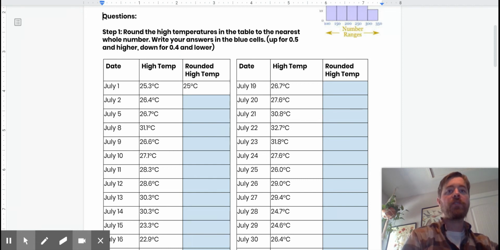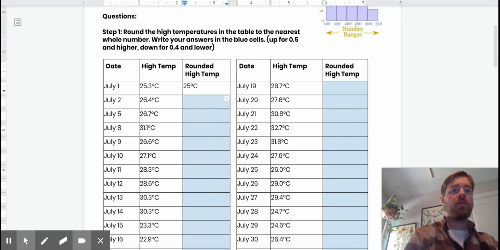So, for example, here, July 1st, 25.3. 3 is less than 5, so less than 0.5. So we round down to just 25. Okay, we just get rid of the decimal. Now, 26.4, again, 0.4 is less than 0.5, so we're going to round down to 26. July 5th, 26.7, right? 0.7 is greater than 0.5. So we round up to 27, right?